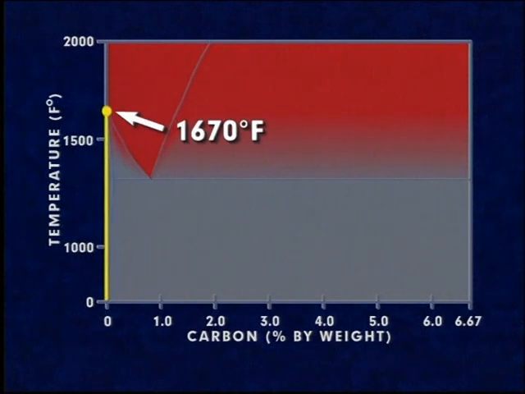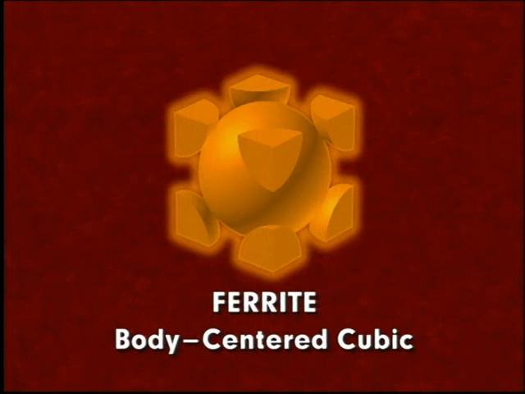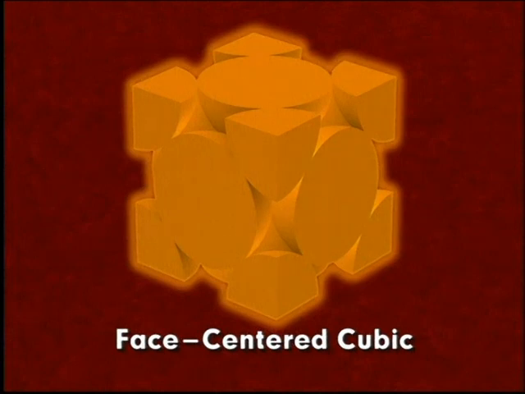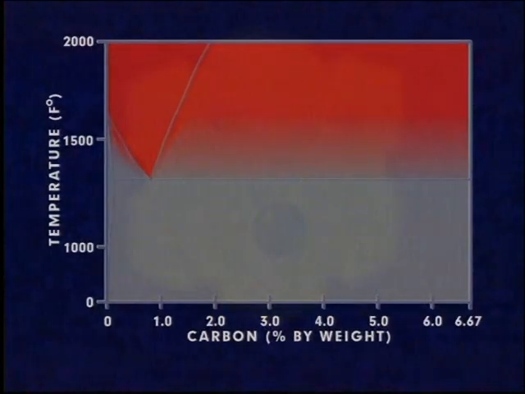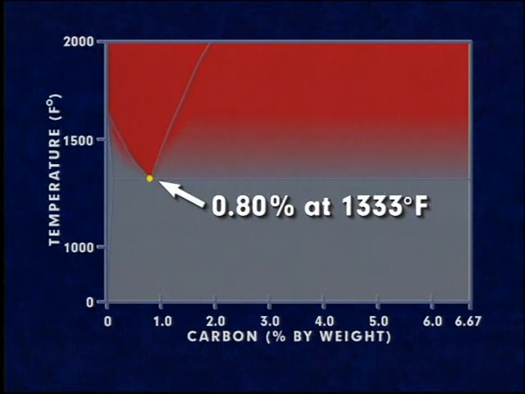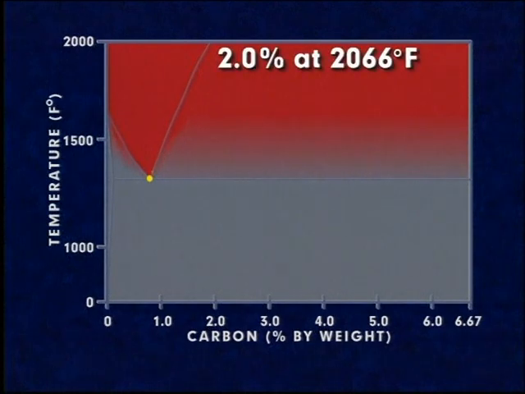When heated to 1,670 degrees Fahrenheit, ferrite's body-centered cubic crystal structure rearranges itself into a face-centered cubic structure, known as austenite. This transformation to austenite is an important phase in the heat treatment of steels. Austenite's crystal structure allows it to absorb up to 0.80% of carbon at 1,333 degrees Fahrenheit, increasing to a maximum of 2.0% at 2,066 degrees Fahrenheit.